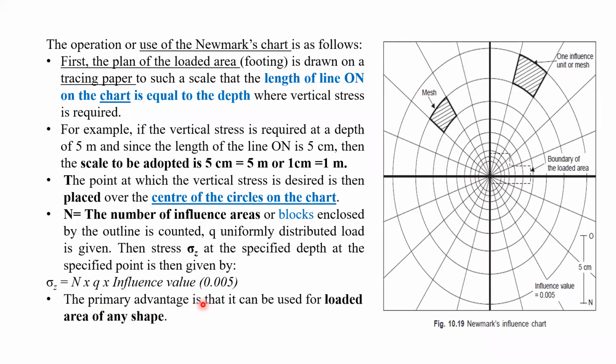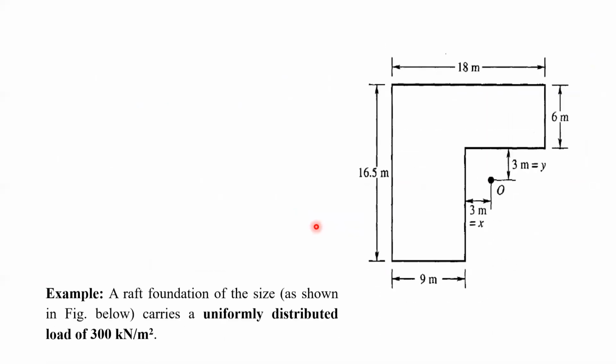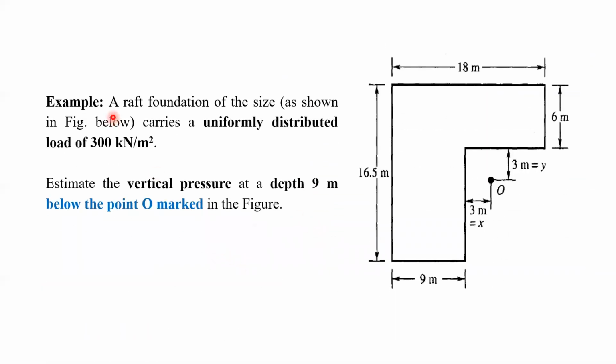The primary advantage is that it can be used for a loaded area of any shape. This chart can be used to calculate the vertical stress below the base of the footing. Now we shall see one example. This is a numerical so that we can understand in a clear way.